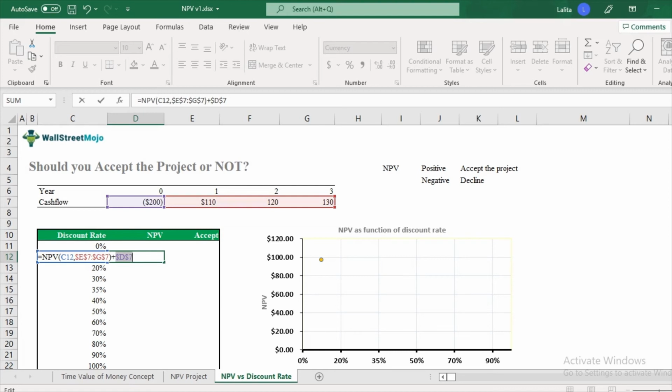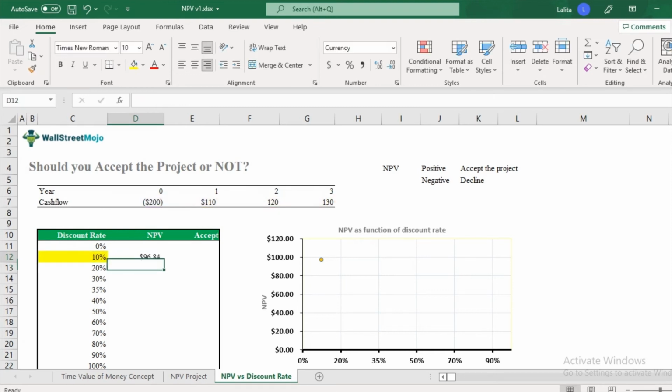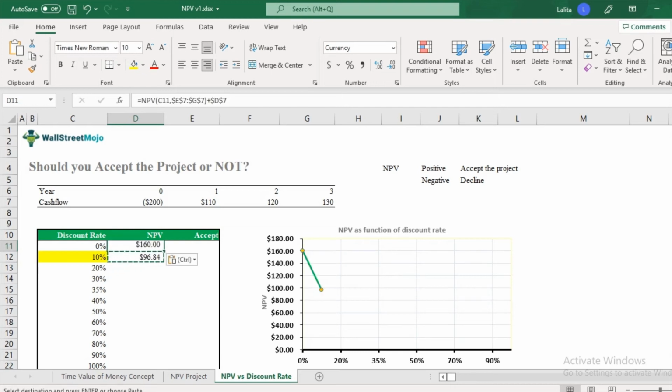And if you still don't know about these relative references and absolute references, you can check out a blog or maybe refer to the videos which we have made earlier on this. But for the time being I'll just keep these dollar signs here, assuming that you know about absolute references. And let's copy this formula here. So what we get is 160 is the net present value at 0% discount rates.